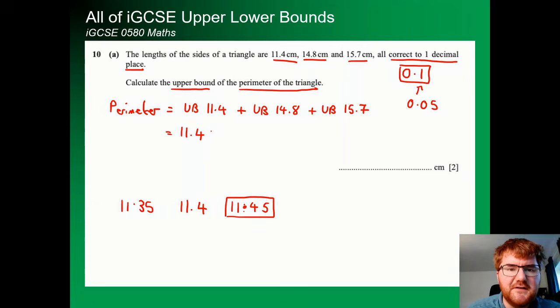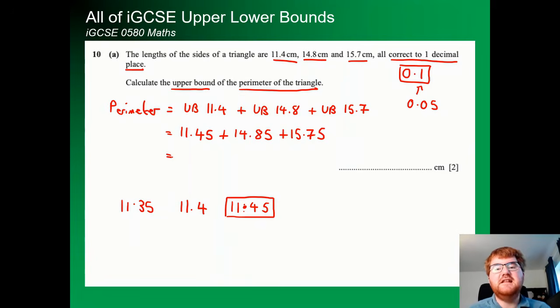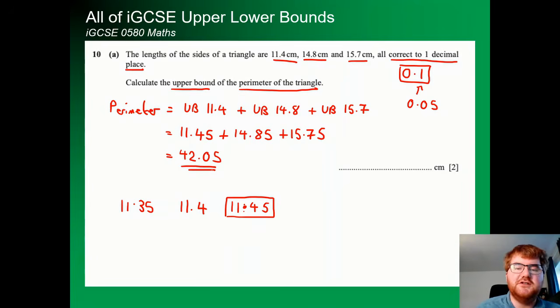This works for the other sides of the triangle. So 14.8, the upper bound will be 14.85, upper bound of 15.7, 15.75. So we pop that into our calculator. So I'll just do that here. So 11.45 plus 14.85 plus 15.75. That then gives us 42.05.